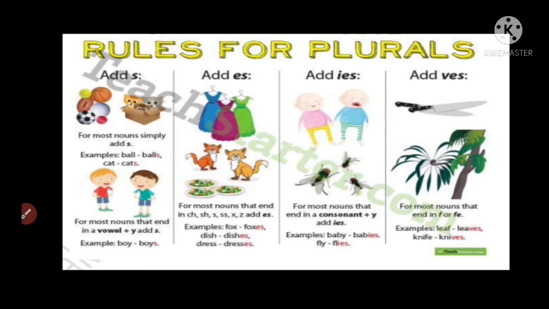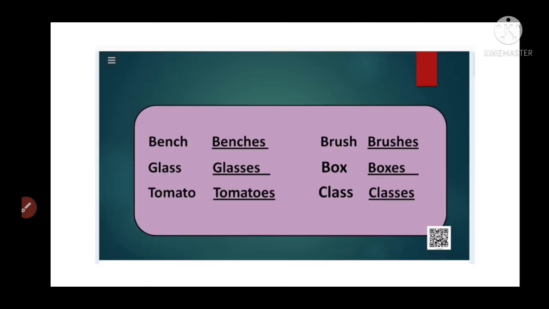This is rule number 4: adding VES. When will we add VES? Understand the rule: for most nouns that end in F or FE. Dear students, we will add ES to these words. Bench will be benches, glass will be glasses, tomato will be tomatoes, and brush will be brushes, box will be boxes, and class will be classes.